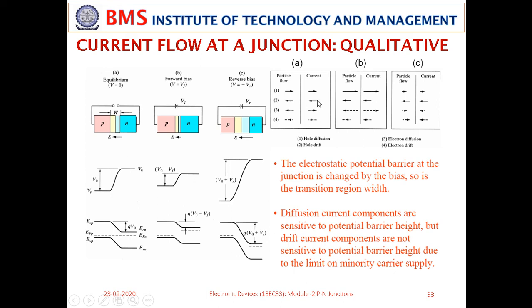This is for equilibrium condition, forward bias condition, and this is reverse bias condition. I just want to know whether this is diffusion or drift. Within the box itself, the first column indicates particle flow. Particle flow means electron or hole, depending on the indication we have shown. The thick line is hole, and these are electrons. Next to the box you can see there is a current flow, current because of the holes. The only thing is you need to make a distinction between diffusion and drift current.